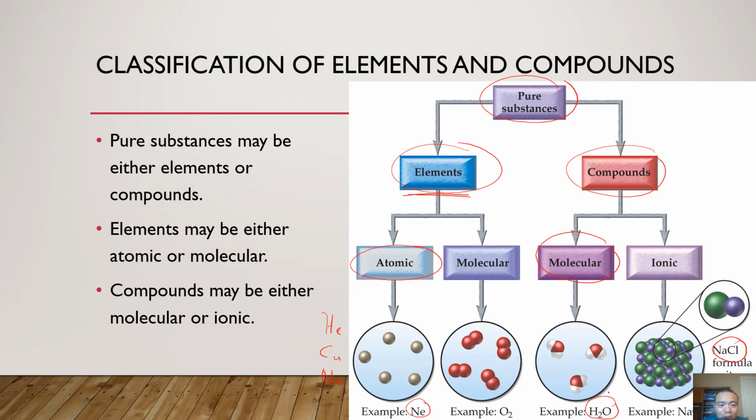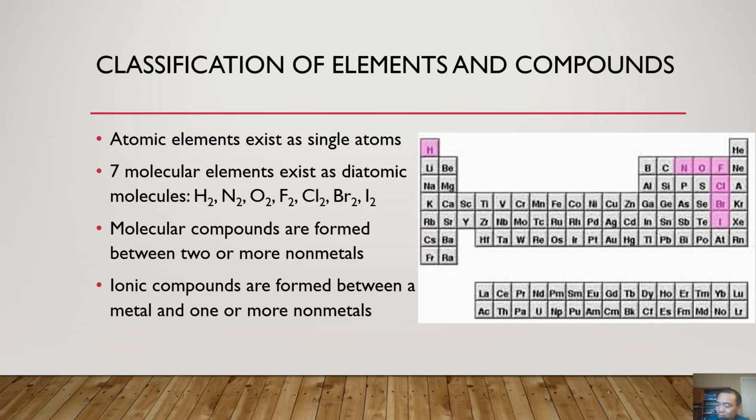So elements could be atomic or molecular. For the details, let's look at the periodic table. All right. Most of the elements, do you remember? Most of the elements are actually atomic, or they simply contain one atom in the formula. Okay. But how do we know which one is which?